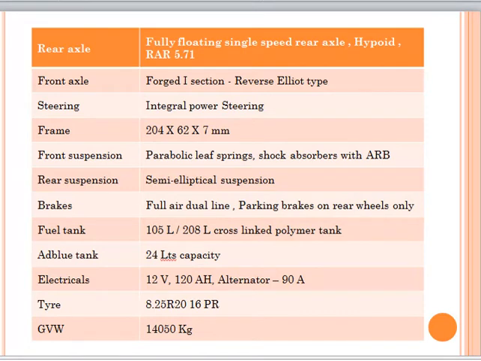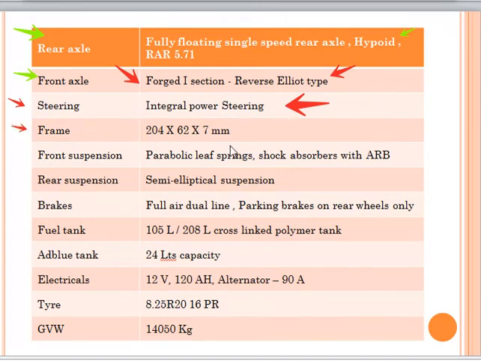Now again, here you can see the rear axle is what? Fully floating single speed rear axle with hypoid. Front axle is what type? Now see, front axle is forged I section, reverse Elliott type. So types of axles we are going to study. In that you will definitely study the rear axle and front axle. So this is one of the types, reverse Elliott type, I section, that is the front axle. Steering system is what? Integral power steering. Now generally in most heavy vehicles it is a hydraulic power steering.